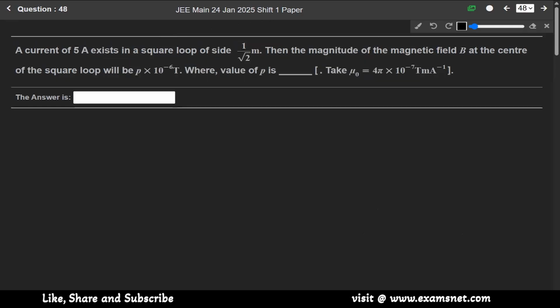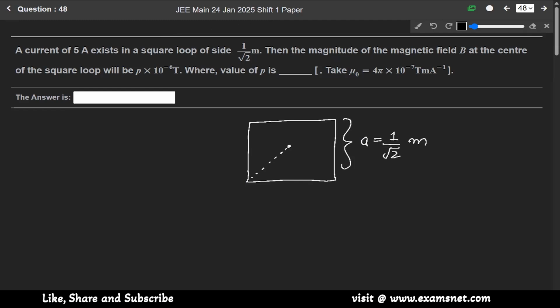Now next question 48. A current of 5 ampere exists in a square loop of side 1 by root 2 meter. Then the magnitude of the magnetic field B at the center of the square loop will be P into 10 to the power minus 6 T, where the value of P is. So we are given a square loop and its side is given as A equals 1 by root 2 meter.